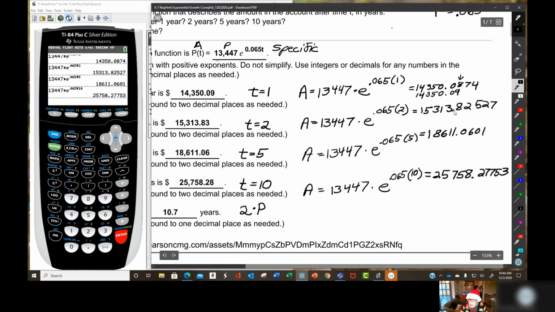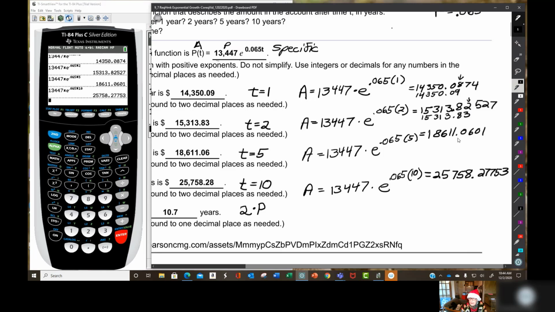Okay, now 15313.82. Here's the second decimal place. And this 5 is going to cause the 2 to round up to a 3. So our answer is going to be 15313.83.